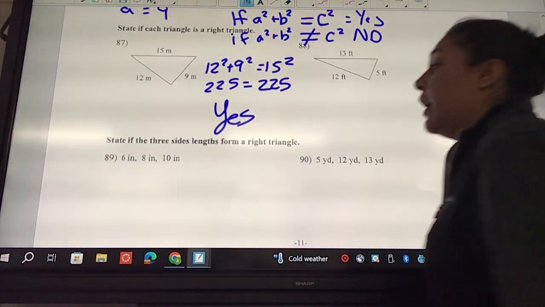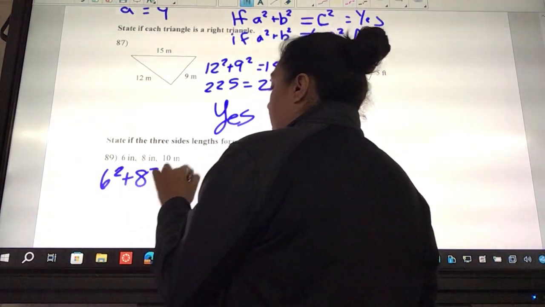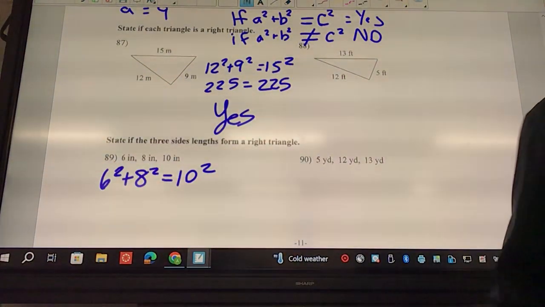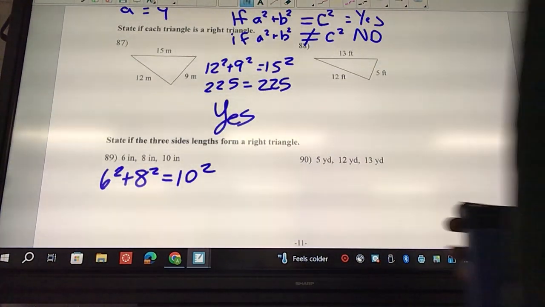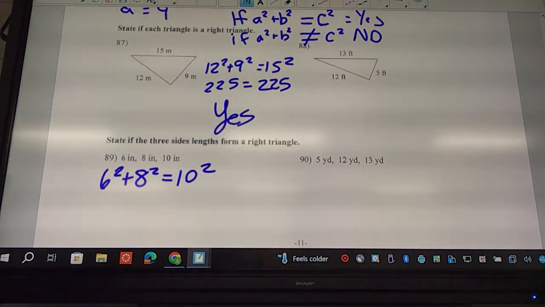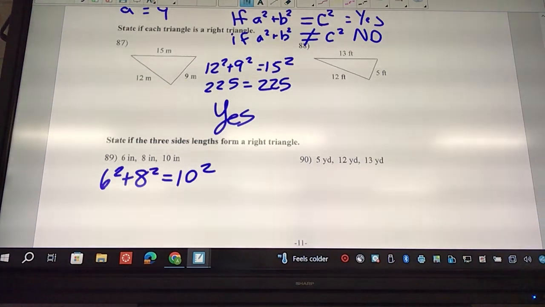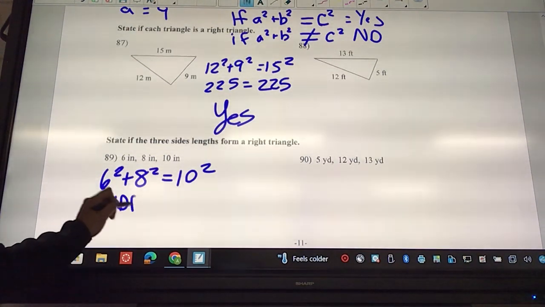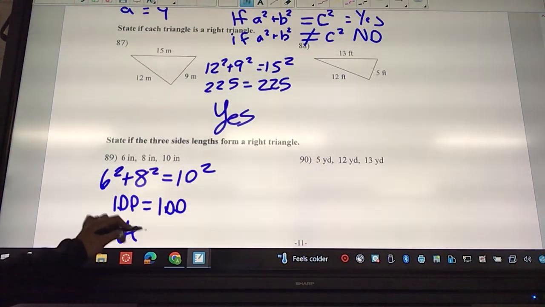Okay, last one. I'm going to get 6 squared plus 8 squared equals 10 squared. What is 6 squared plus 8 squared? 36 plus 64. What is that? 100. Okay, 100 equals 100. Is that true? Yes, so then this is a yes.